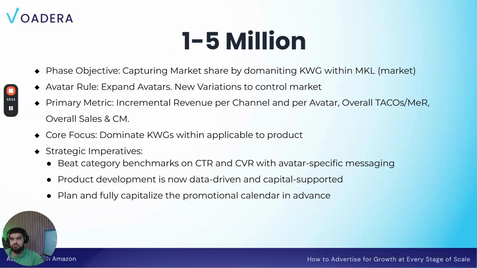So phase objective, you're capturing market share by dominating keyword groups within the master keyword list. So master keyword list is the same as category, right? It's kind of a similar concept. You're looking at what customers are searching right now. You're starting to broaden your avatar. So initially, if you had a coffee mug, the coffee mug we said for 25-year-olds, it can also work for females, right? You can release another pink variation. That's where you're working that into it.